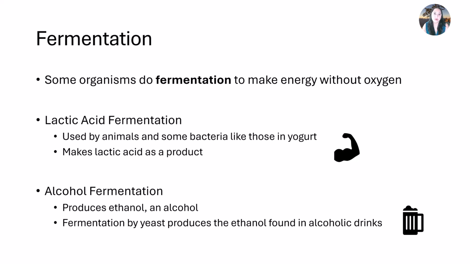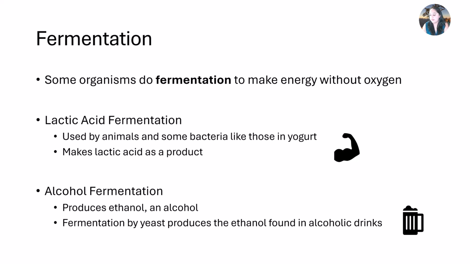And then the other form of fermentation is called alcohol fermentation. This produces, again, as a byproduct, since it's meant to make energy, a molecule called ethanol, which is the alcohol that we drink. So we, again, use that to our advantage. We'll have fermentation by yeast produce the ethanol that's found in alcoholic drinks.